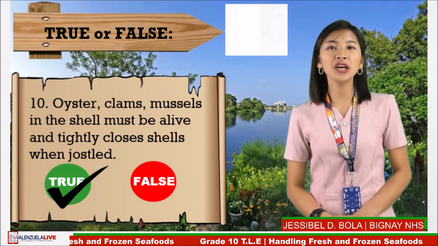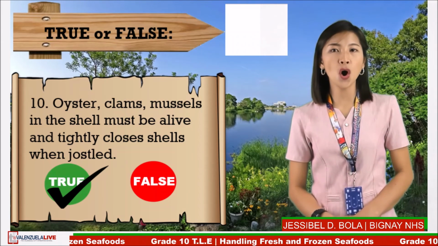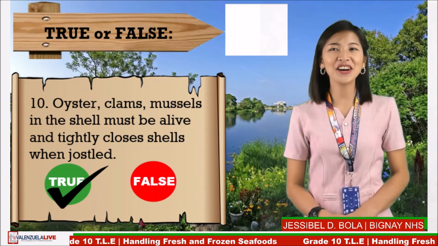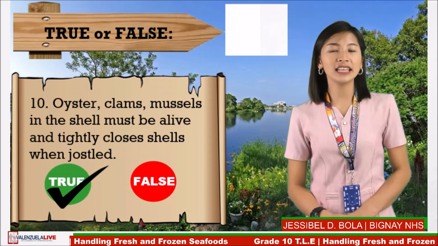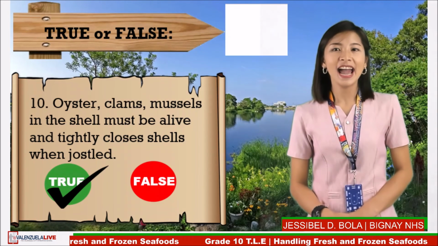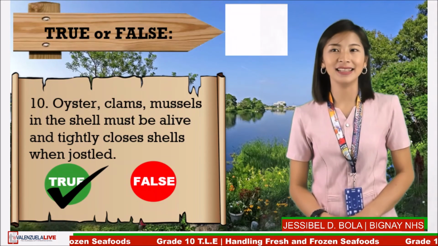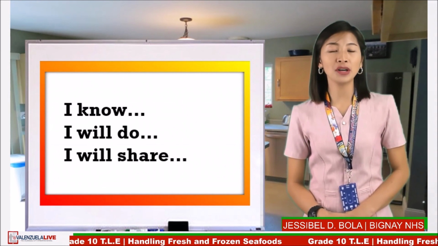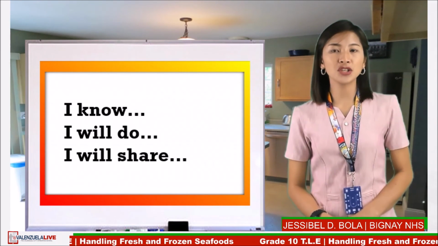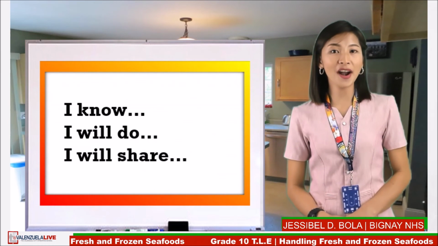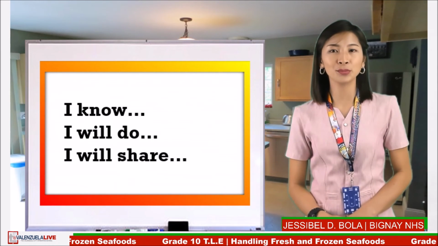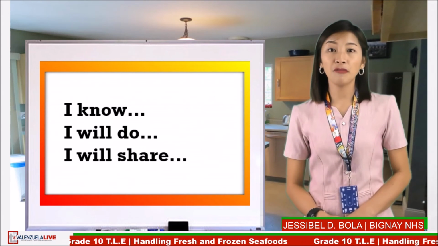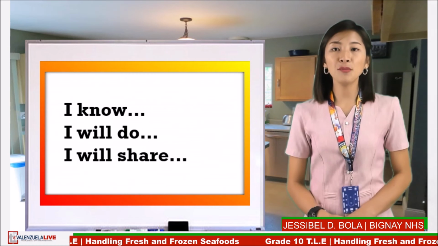How many of you got a perfect score of 15? Very good. That indicates that you are a good listener and learner as well. To sum up our lesson for today, please complete each statement, write your answer in your activity notebook and in the comment box below. Before you start, I'll give you my version.